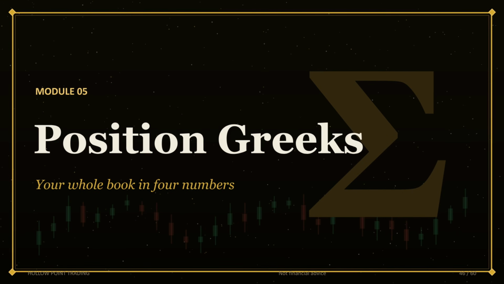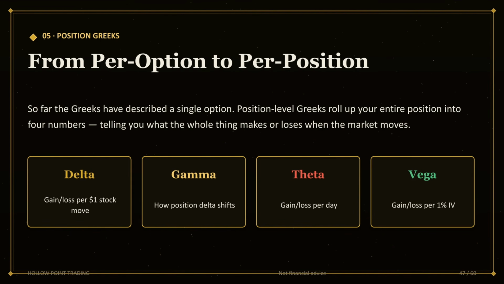Welcome to Module 5. In this section, we cover position Greeks. This is where we learn how to summarize your entire trading book into just 4 key numbers. Until now, we've looked at Greeks for individual options. Now, we'll roll these up to the position level, showing you how your entire setup responds to market movements using delta, gamma, theta, and vega.